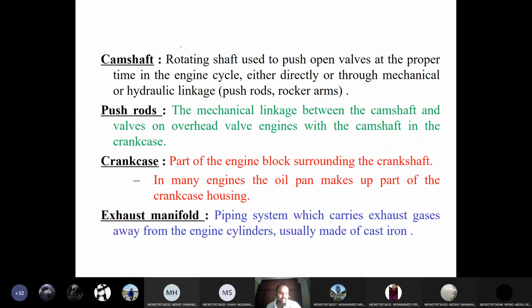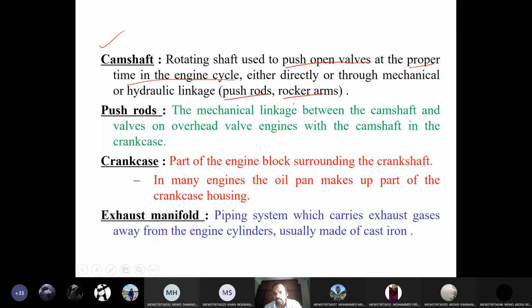Camshaft plays a major role in the operation of valves as well as the fuel injection as well as spark injection, right? So it is the rotating shaft used to push open valves at the proper time in the engine. At what time the inlet valve has to open, at what time the exhaust valve has to open, everything will be taken care of by the camshaft. Okay, and how will it be? Through mechanical means only it will operate. So through, we can call it, push rods and rocker arms.